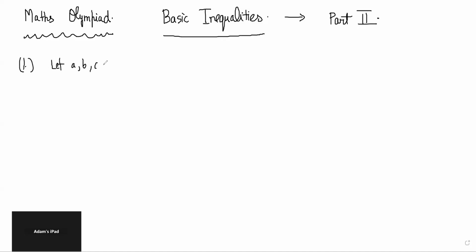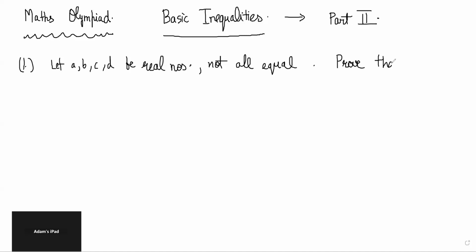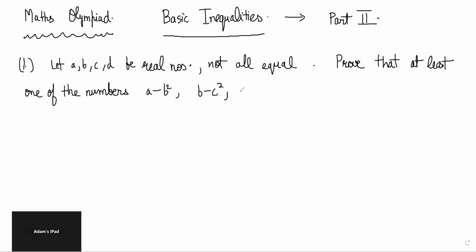Let A, B, C, D be real numbers, not all equal. You have to prove that at least one of the numbers A minus B square, B minus C square, C minus D square, and D minus A square is less than 1 by 4.